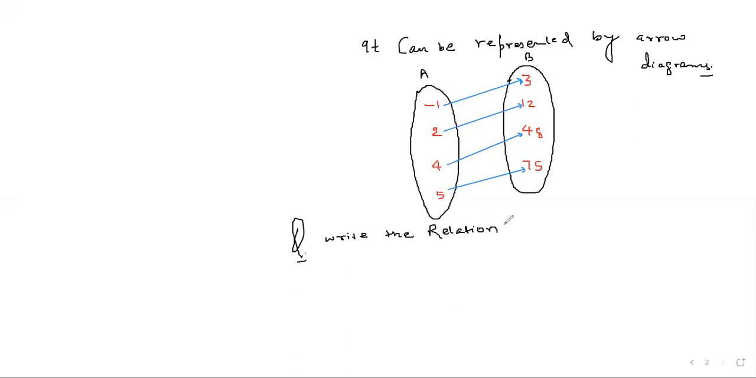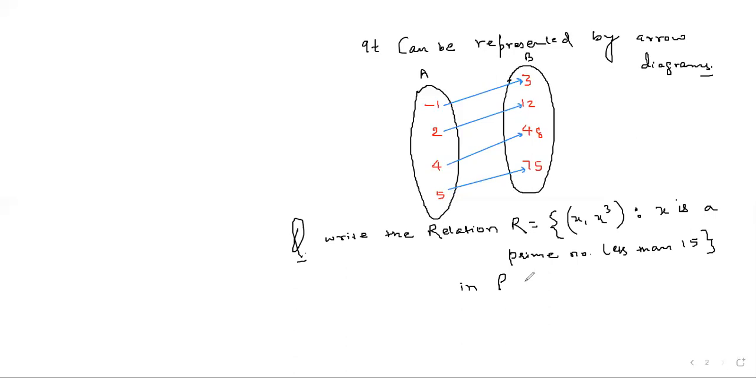Write the relation R = {(x, x^3) such that x is a prime number less than 15} in roster form. Let's try to solve. Try to solve it.